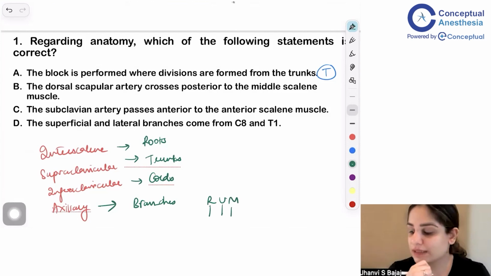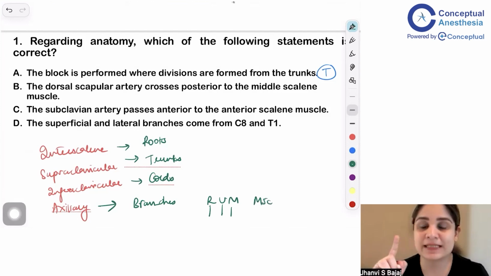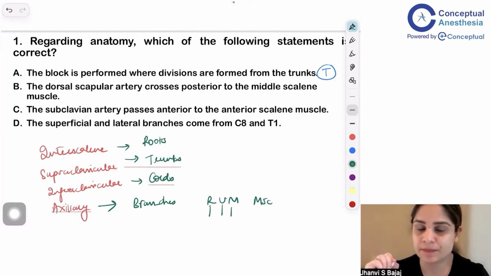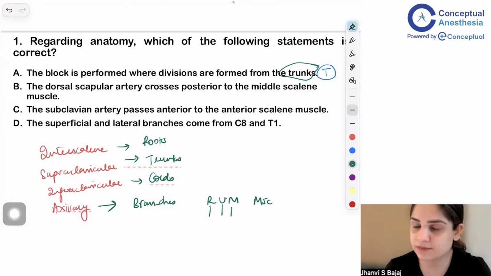Okay, so these are all the brachial plexus block approaches, and what are the parts of the brachial plexus you will block in them. So they are saying in the supraclavicular block, you block the trunks of the brachial plexus. Okay, so that's absolutely right. Then they say the dorsal scapular artery crosses posterior to the middle scalene muscle.